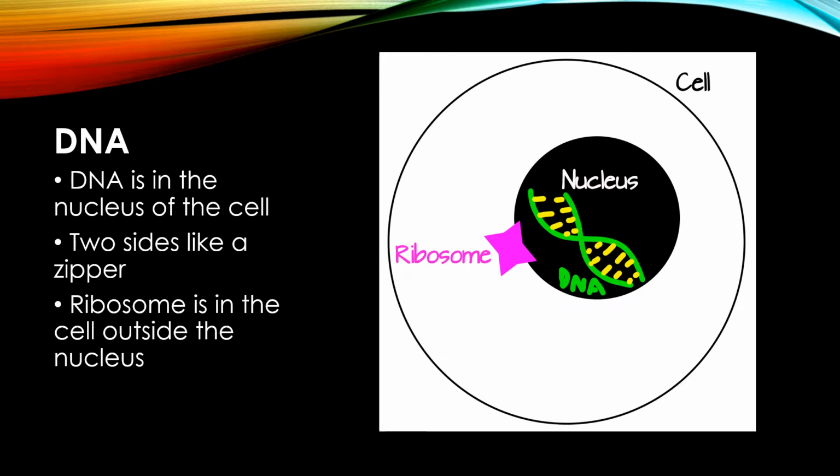So here's the original cell. As you can see, the DNA lives in the nucleus of the cell, and then there's the ribosome over here. Here's the ribosome, and here's the structure that is actually the ribosome. And then the nucleus is the big black ball in the middle, and the DNA lives in the nucleus. Now that's in the first cell.